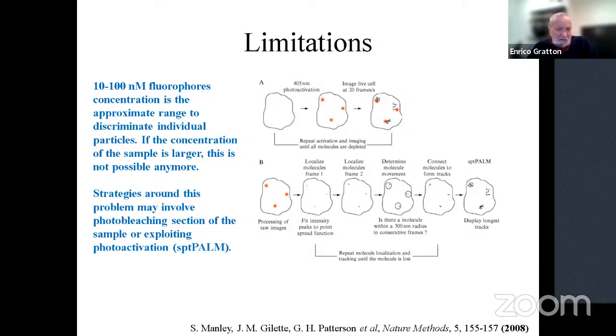If the concentration of the sample is larger, this is not possible. So if we have many particles in the field of view, we will have to choose one of the particles. A strategy around this problem may involve photobleaching a section of the sample or blocking photoactivation. And we did that. And then you have 3 particles, but you choose only one to track. For example, you decide which one you want to use.